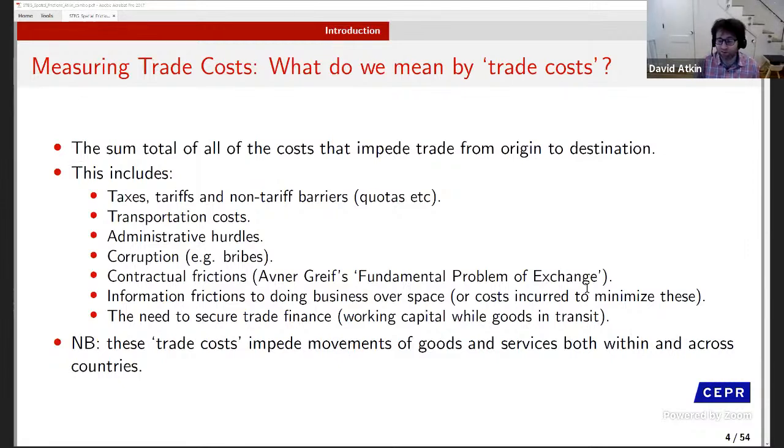This is Avner Greif's fundamental problem of exchange. You have to put your trust that someone will deliver goods to you after you've paid them, and that adds a complexity, particularly in institutionally poor environments. There are also information frictions from doing business over space, not knowing the prices or preferences pertaining in various locations, which are less severe when you're doing business locally, or the need to secure finance while those goods are in transit. And obviously, the further you're shipping them, the longer they're going to be in transit. So all of these types of costs we group together as trade costs.